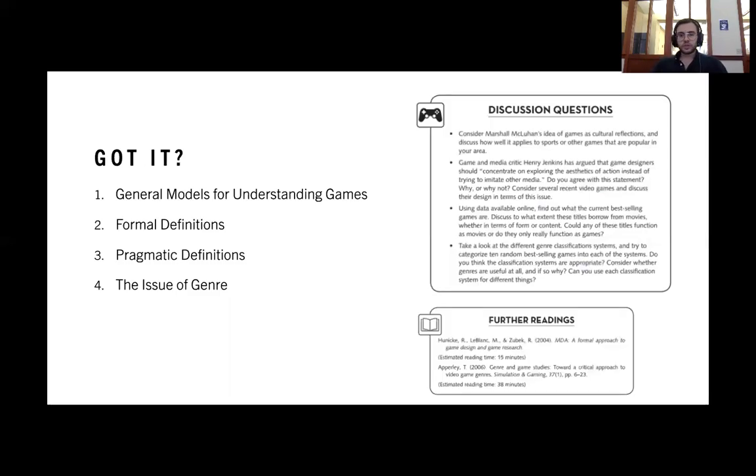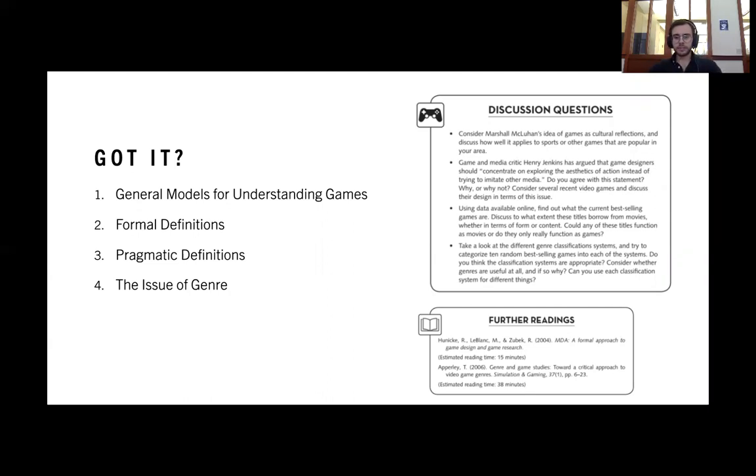All right, so to quickly wrap that up, it won't be a big discussion today, but ask yourself, did you get it? Do you understand general models for understanding games? Think about the magic circle. Think about games as cultural reflections, Caillois' different categories of agon or ilinx. And do you understand the idea that people try, even before approaching games, to understand what the purpose of play and games is in society and human nature?